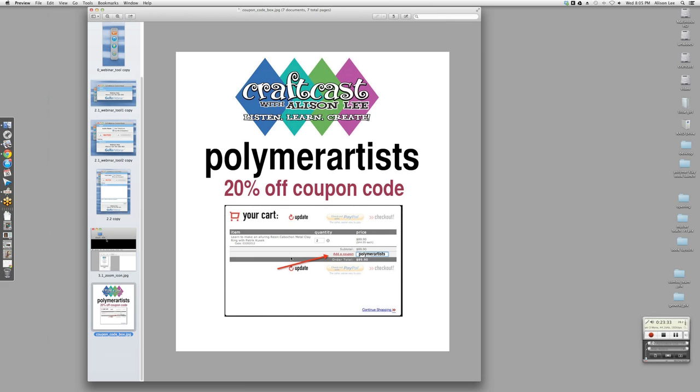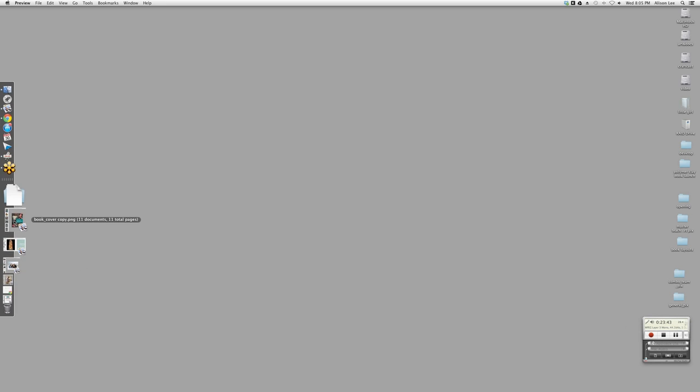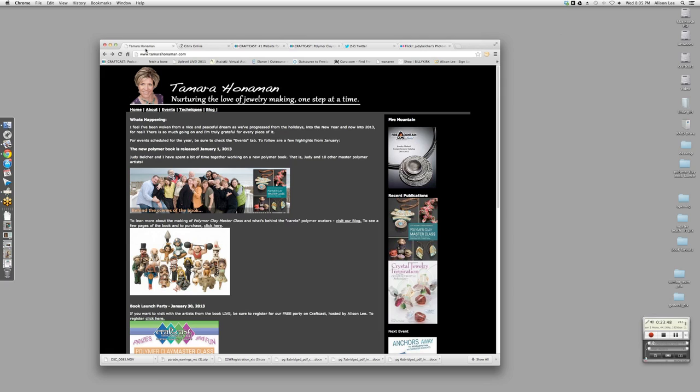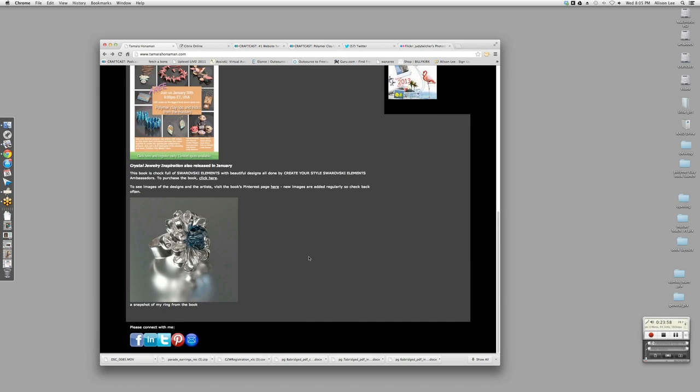So there we go. First, let me say a little bit about the brave authors of this book. I pulled up Tammy Hahnemann's website. Beautiful work. I can't make a thing in polymer clay, so I am always moved beyond words. I was looking at this picture of this ring on Tammy's website, and to me, it's all magic.